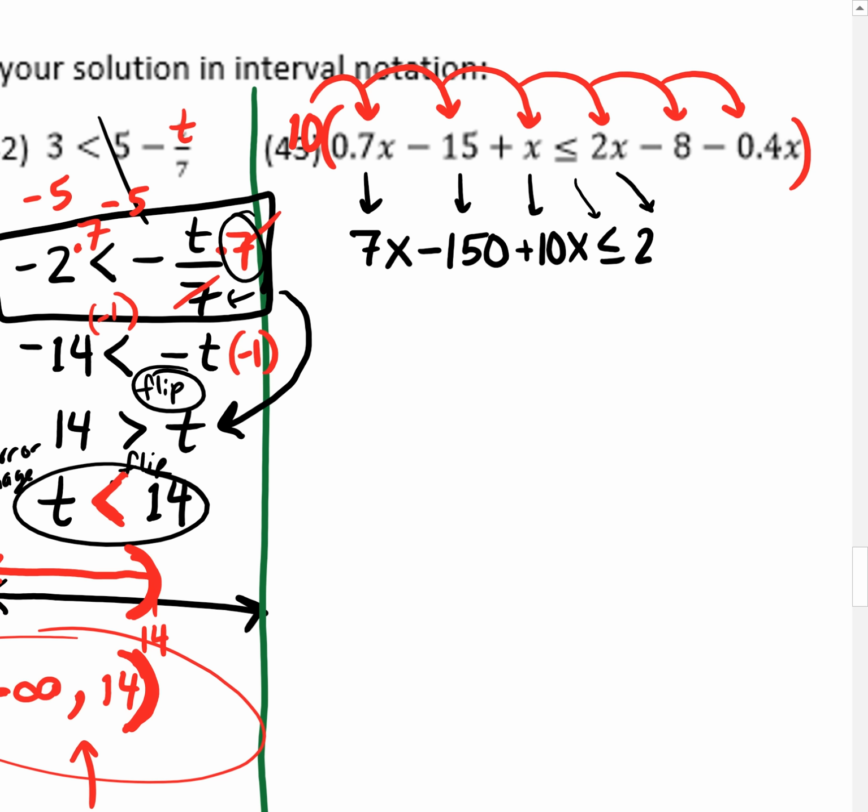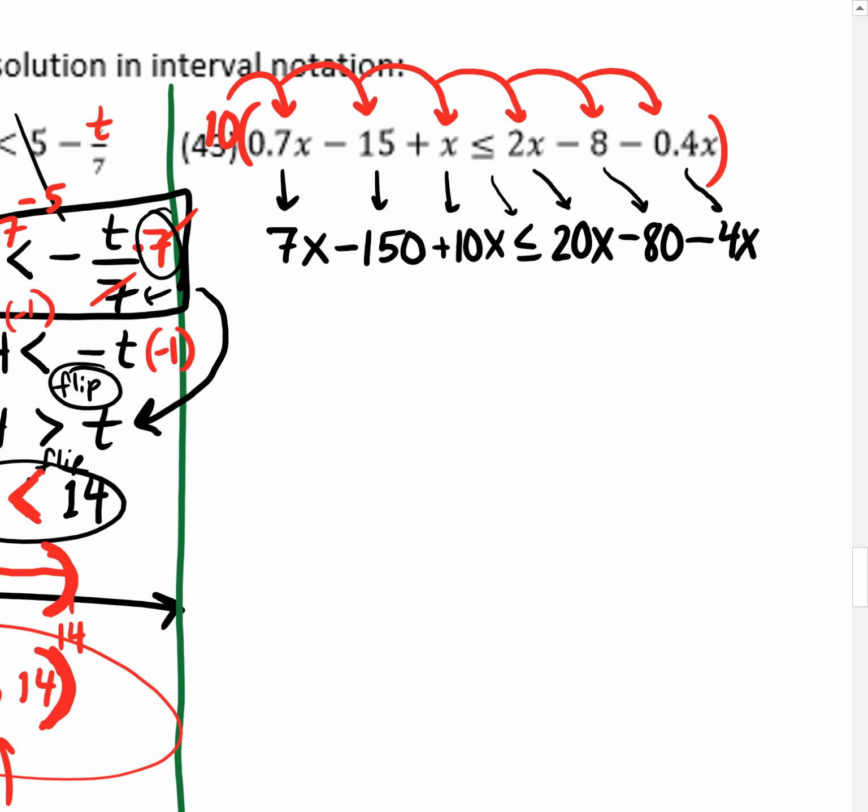2x times 10 is 20x. Negative 8 times 10 is negative 80. And lastly, negative 0.4x times 10 is negative 4x because it moves the decimal to the right once. This looks a lot nicer, I think. Even though the numbers are a little bigger, I'd much rather deal with big numbers with no decimals. That's personal. So doing this step, multiplying by 10, is totally optional. You don't have to do it.